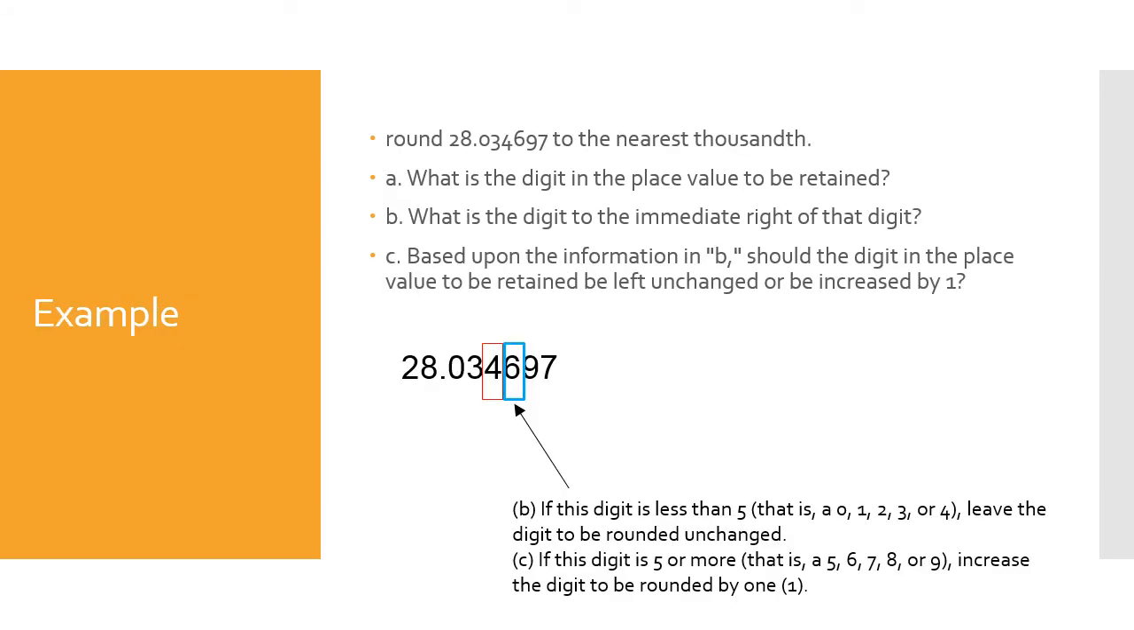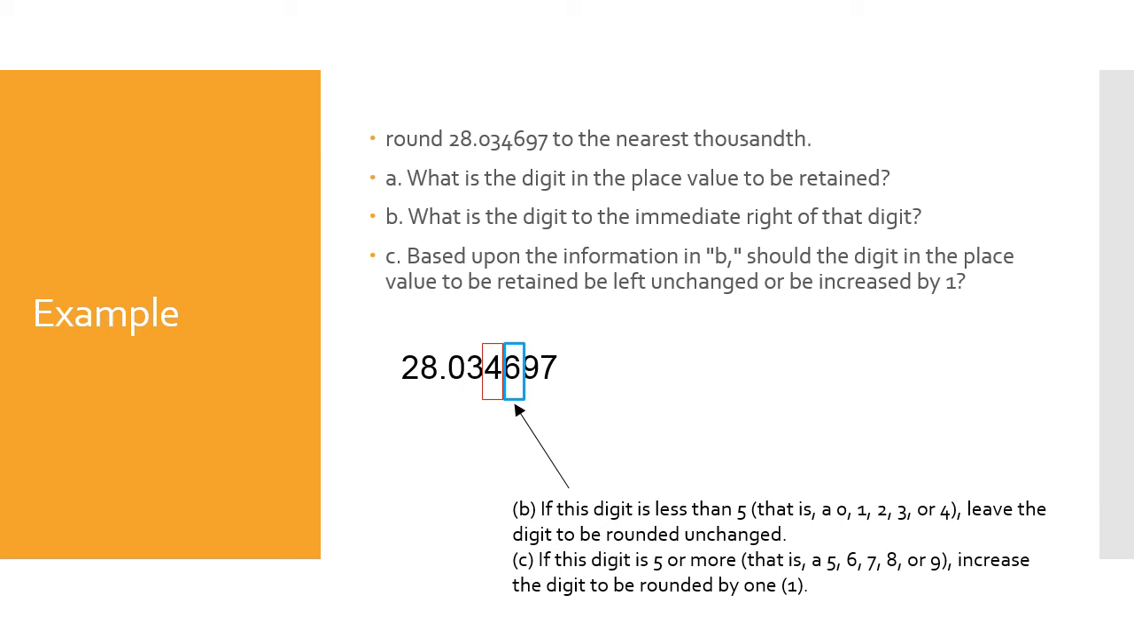So we'll do an example. We're going to round 28.034697 to the nearest thousandth. Okay, so what is the place value to be retained? We're going to start at 28, and then we go past the decimal point. Then it's going to be tenths, hundredths, thousandths. So that 4 in the red square is going to be our thousandths.